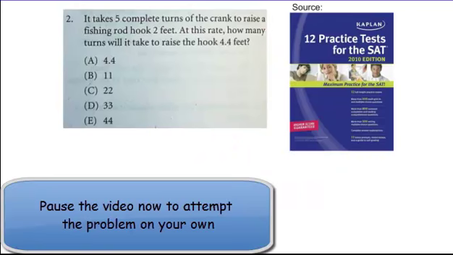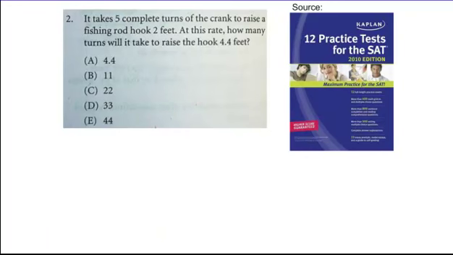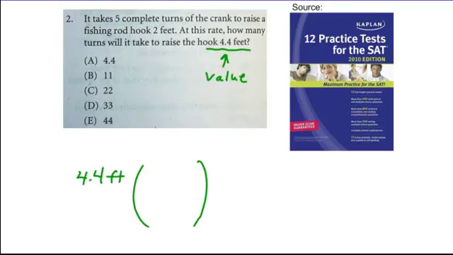It takes 5 complete turns of a crank to raise a fishing rod hook 2 feet. At this rate, how many turns will it take to raise the hook 4.4 feet? You always want to start with the basic value the problem is giving you. In this situation, the value is 4.4 feet. We need to know how many turns of the crank is equivalent to 4.4 feet. Let's take that value and multiply it by the conversion ratio.